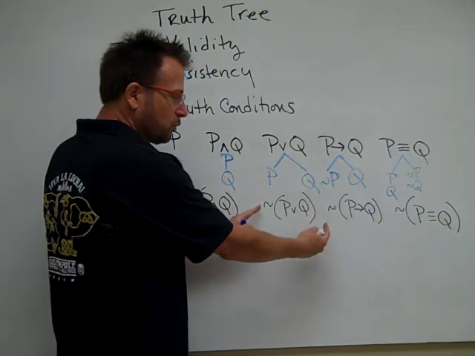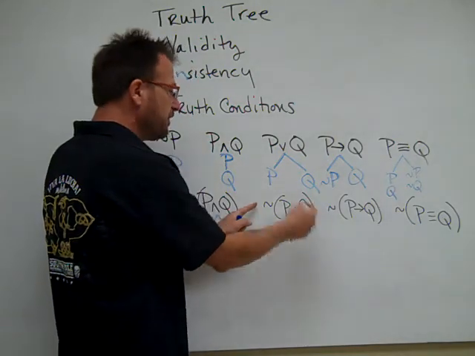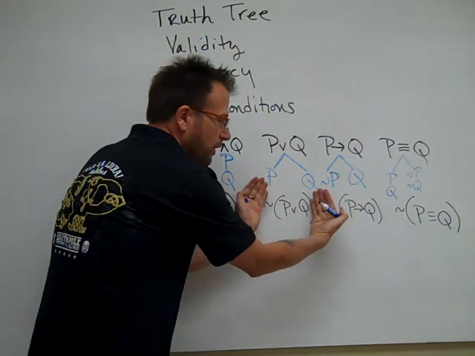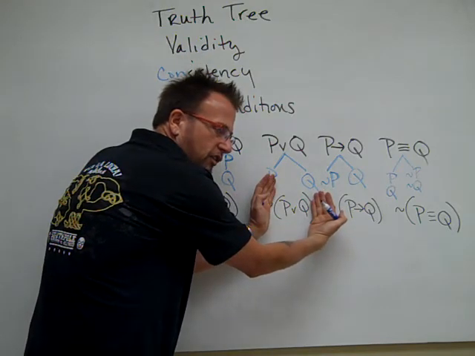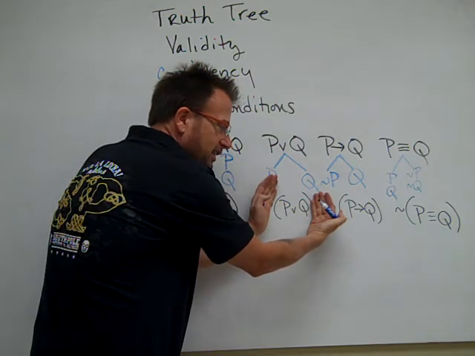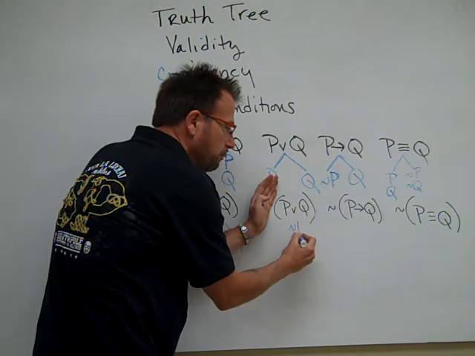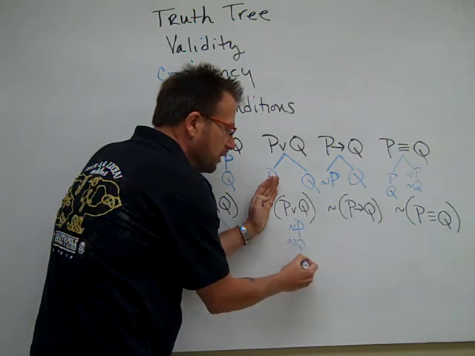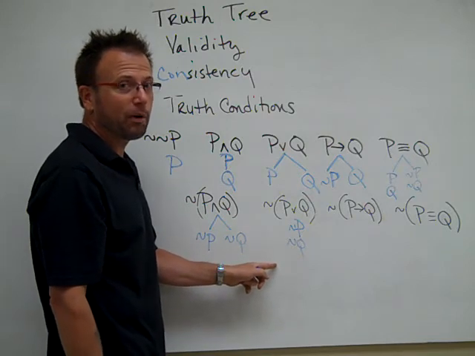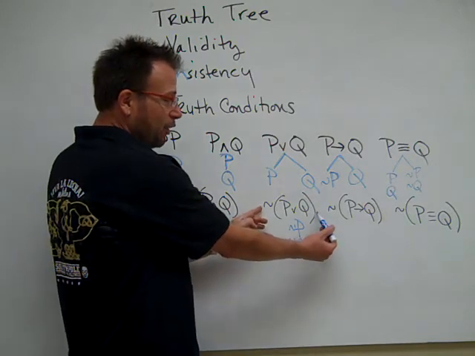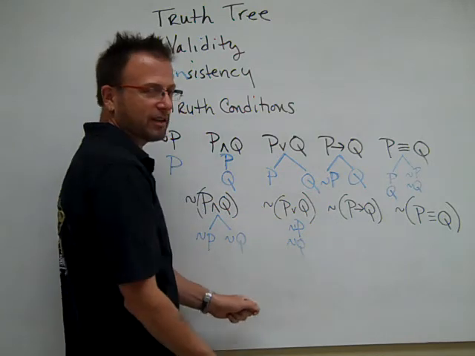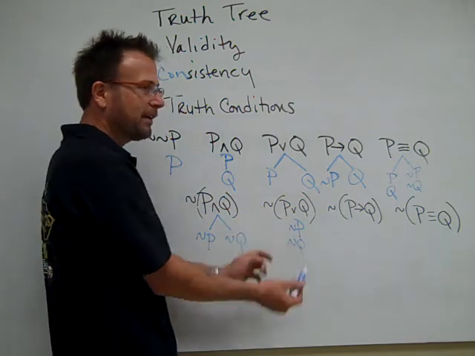So under what conditions would this be true? This whole statement, the negated disjunction, would be true when the disjunct is false. So under what conditions would a disjunction be false? A disjunction is false when both disjuncts are false. So notice here, I stack, I don't branch. What it takes to make this whole statement true is for both P and Q to be false at the same time. So I stack, I don't branch.